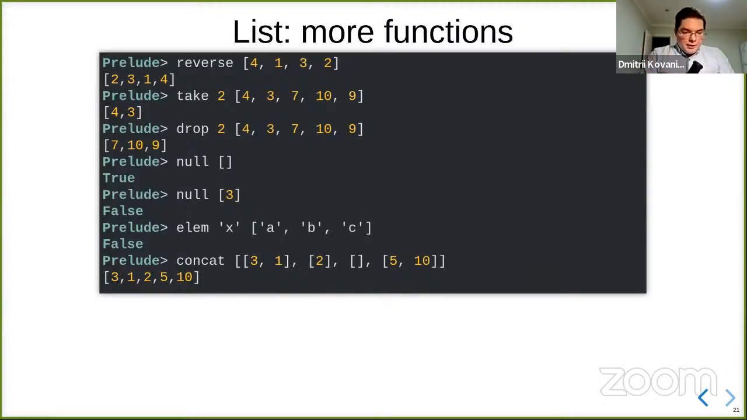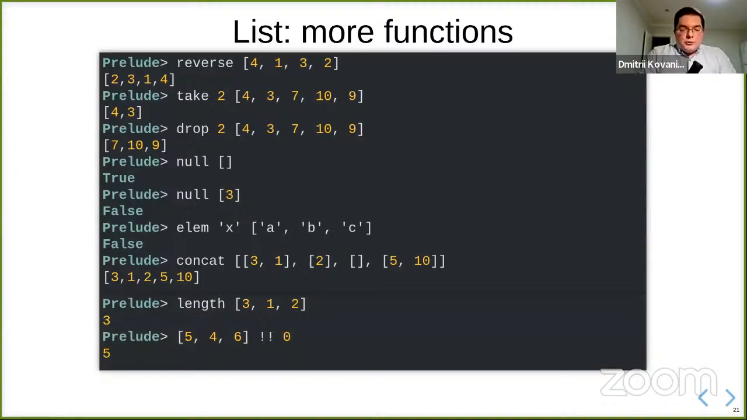But lists can also contain other lists. So there is nothing wrong with having a list of lists. And there is a function concat that takes a list of lists and it just flattens it, concatenating all the lists inside, and we get not a list of lists, but just a list of elements inside. This is how concat works.